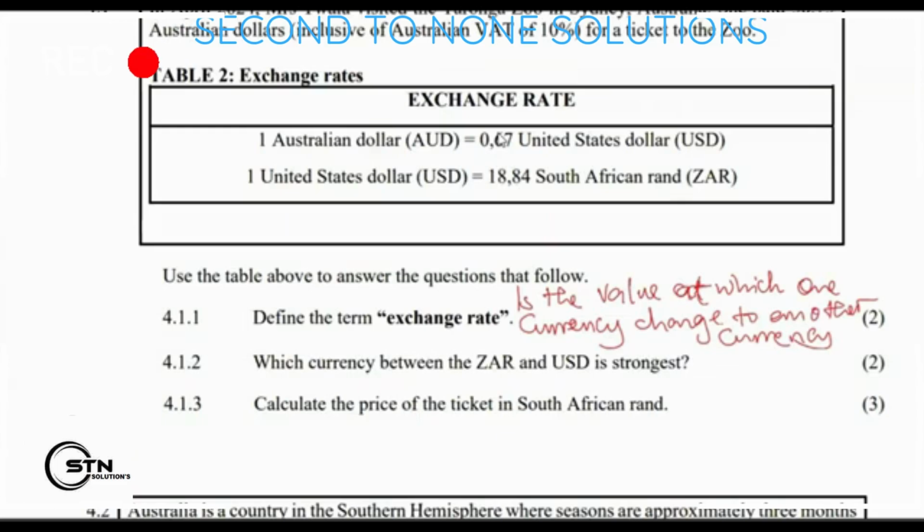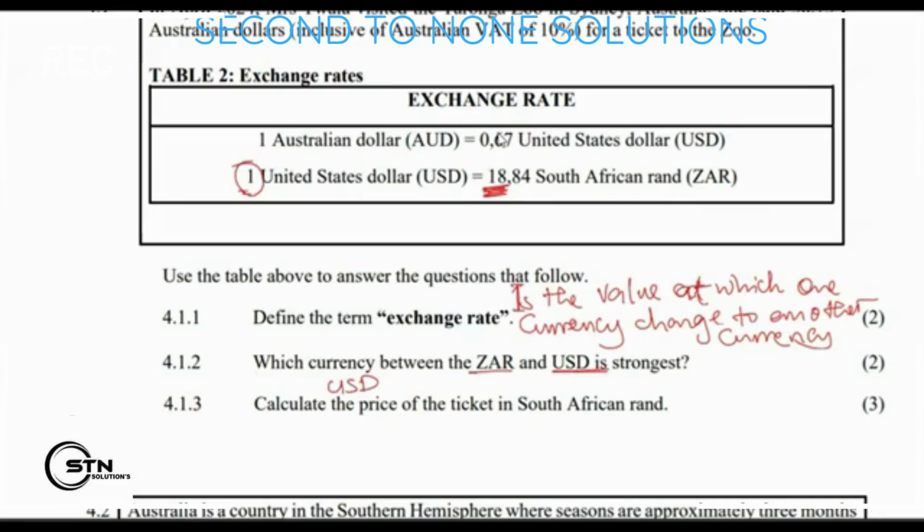Which currency between ZAR, the South African rand, and USD, the US dollar, is stronger? So how do we find this out? Which one do you spend more to get only one? In US, for only one, you need to collect 18 South African rands. So that means the US dollar is stronger. Why? For only one unit, you need to collect 18 rands to make one on the other side.